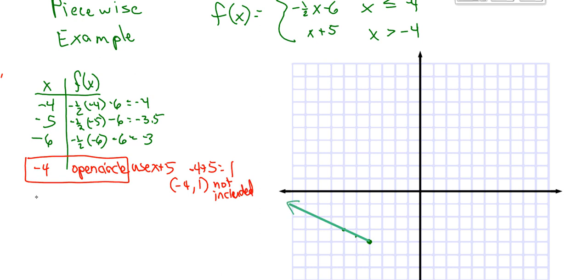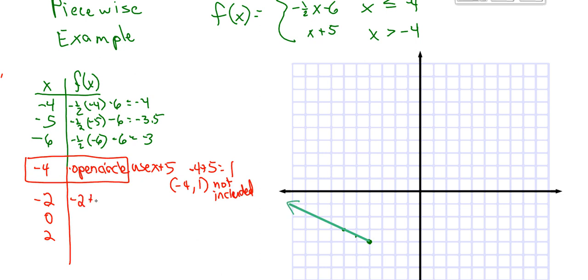And then I'll find some points that are greater than -4. I'm not going to use odd numbers because I get fractions. So maybe I'll go -2, I'll go 0, and I'll go 2. So let's see what we get there. Now I'm using numbers that are values of x greater than -4, so I'm going to use this x plus 5, so I don't even have fractions.